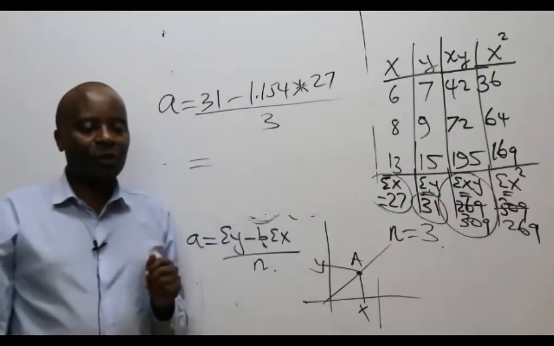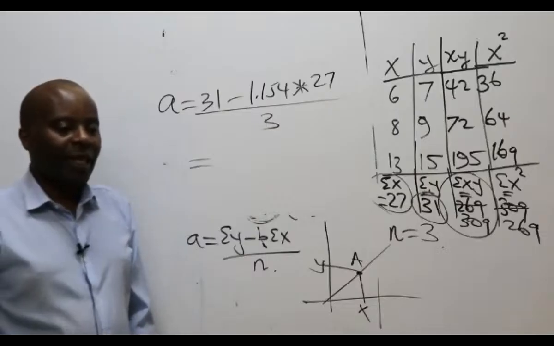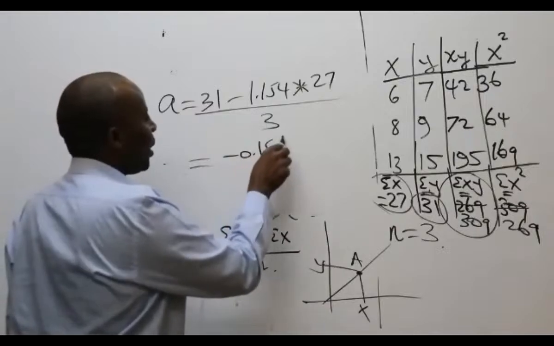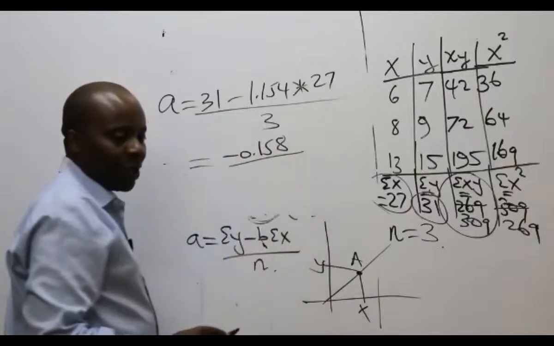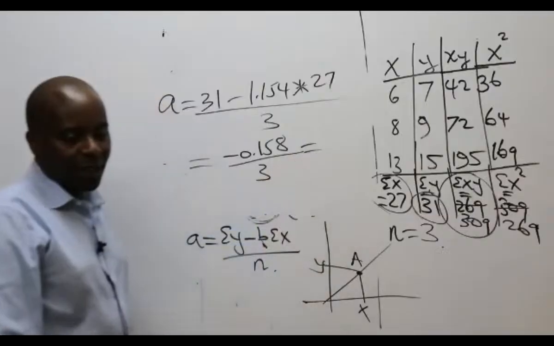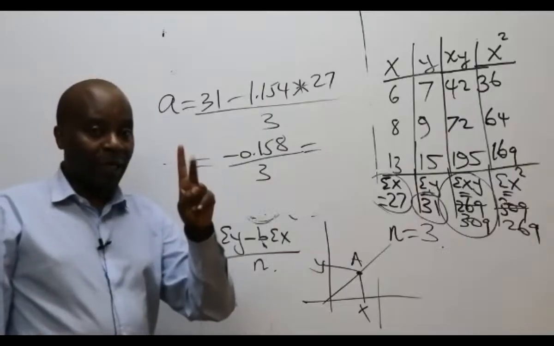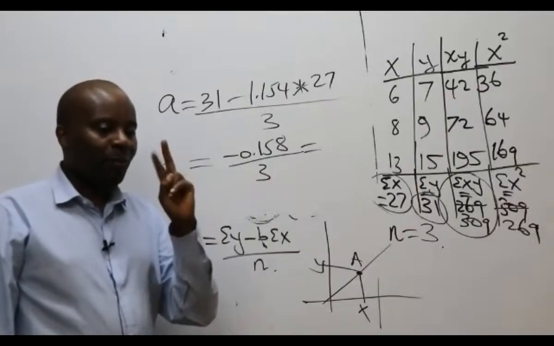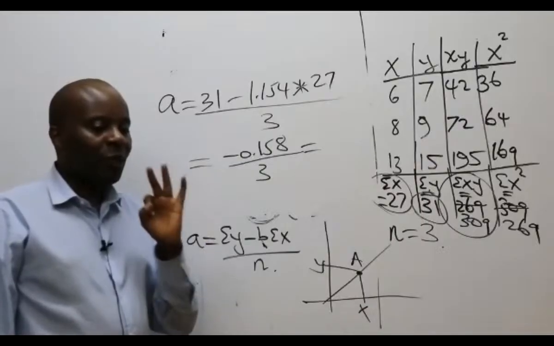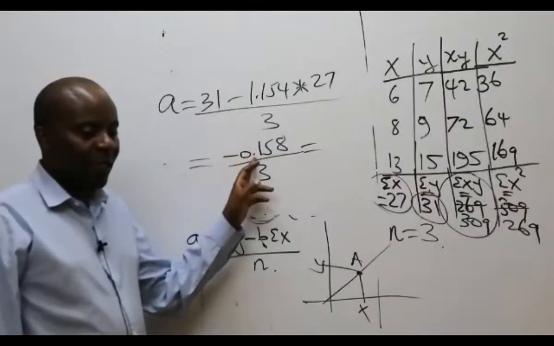Very good names. Lynn has given me a dash. Negative 0.158. So someone tells me that the numerator is negative 0.158. So divide this by what here? By 3. Divide this by 3, and I expect you, great students of mine, to give me a final answer in terms of 3 decimal places.